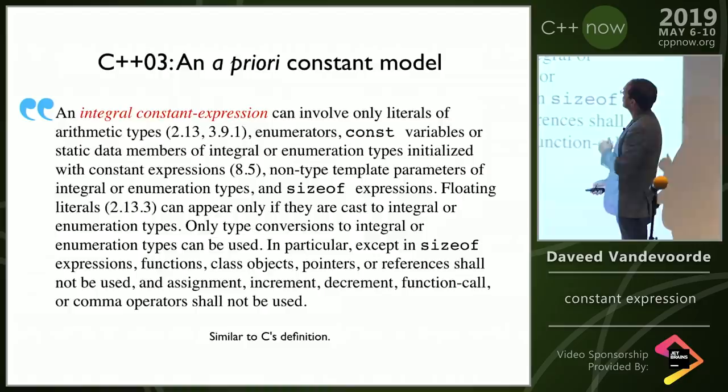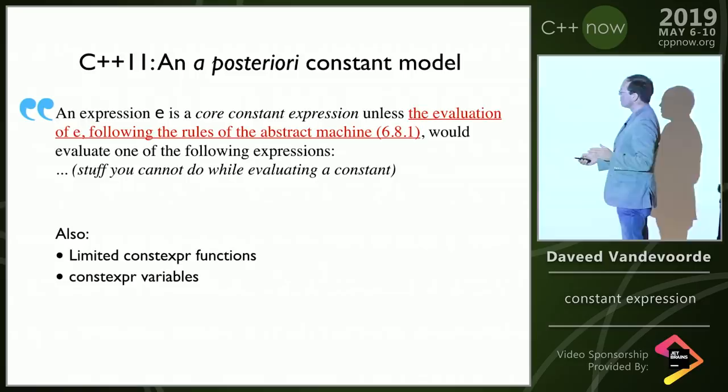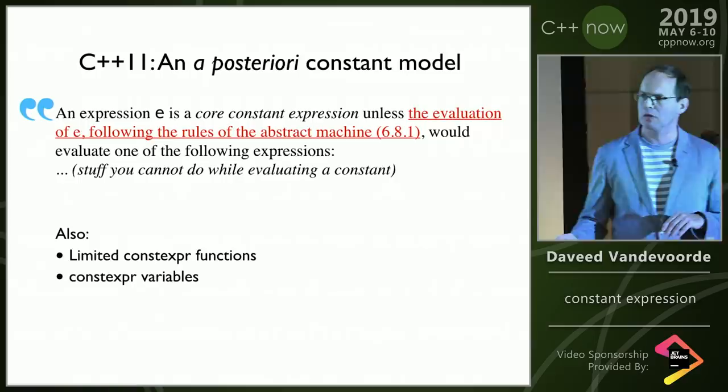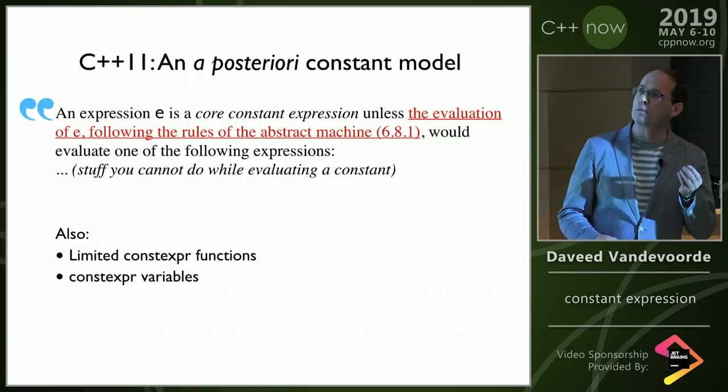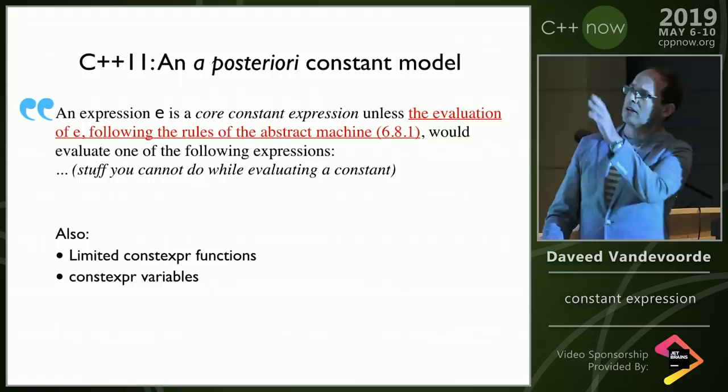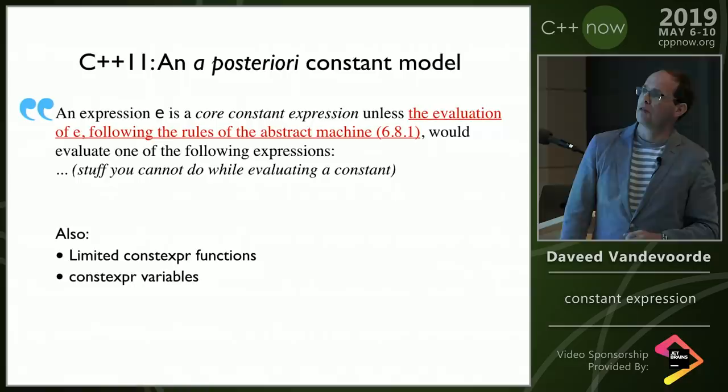Now, C++11, we think of it as mostly having introduced the constexpr functions, limited versions that just have return statements, and constexpr variables, and that's what programmers see the most. But actually, the most fundamental change is that we went to an a posteriori model, and the core sentence there is this one from the standard. In fact, this was introduced in C++11, but I lifted this from the current draft.